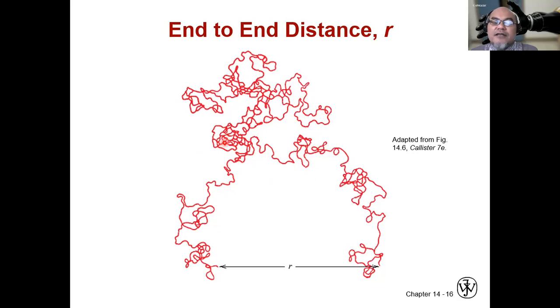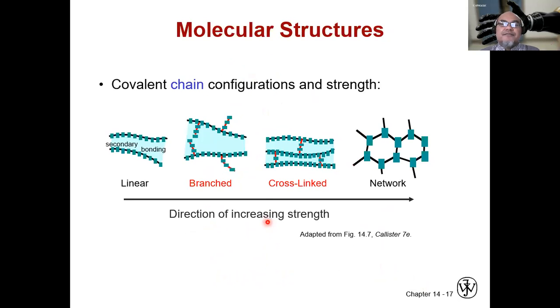And then further, it will create a tertiary structure. Tertiary structures, for example, here, it creates maybe a scissor-like structure. And the distance r here is a parameter that indicates the distance from one end of that polymer to the other end. Okay, the end-to-end distance r.